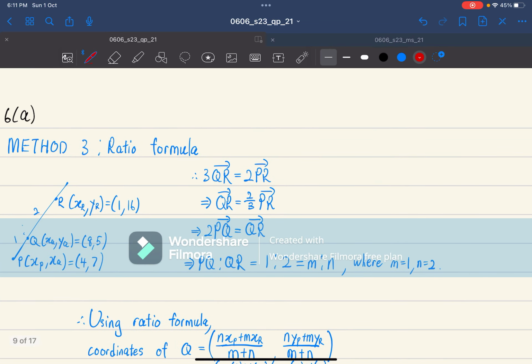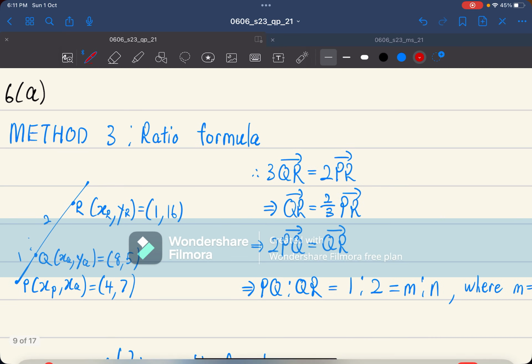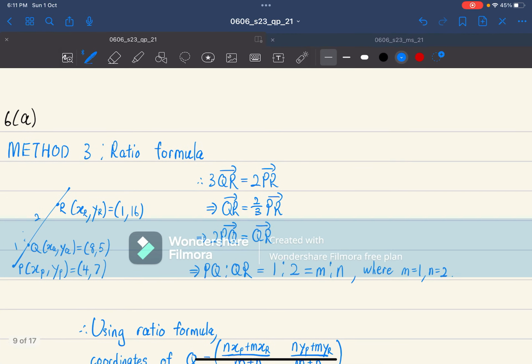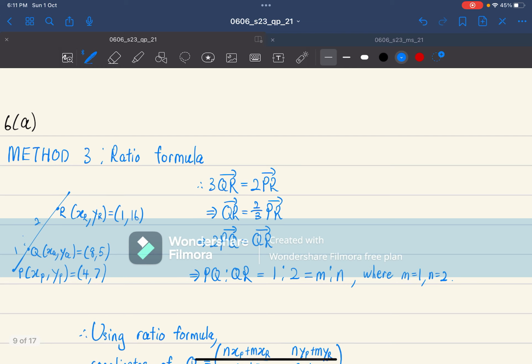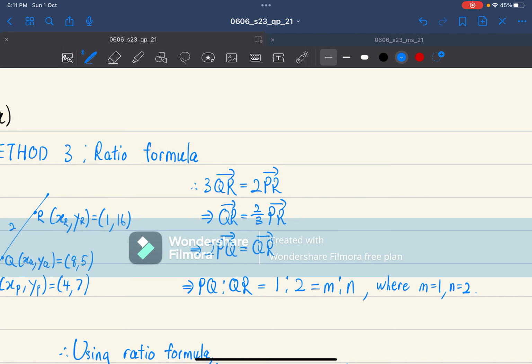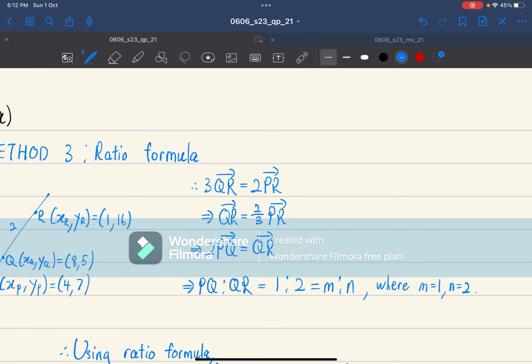Okay. First, I drew a sketch of P, Q, and R, and I wrote the coordinates of these points. I defined them as XR, YR, XQ, YQ, and XP, YP. So I defined the points on this line. Then we're given that 3QR, the vector 3QR, is 2 times the vector PR. So what this implies is that QR is 2 over 3 of PR.